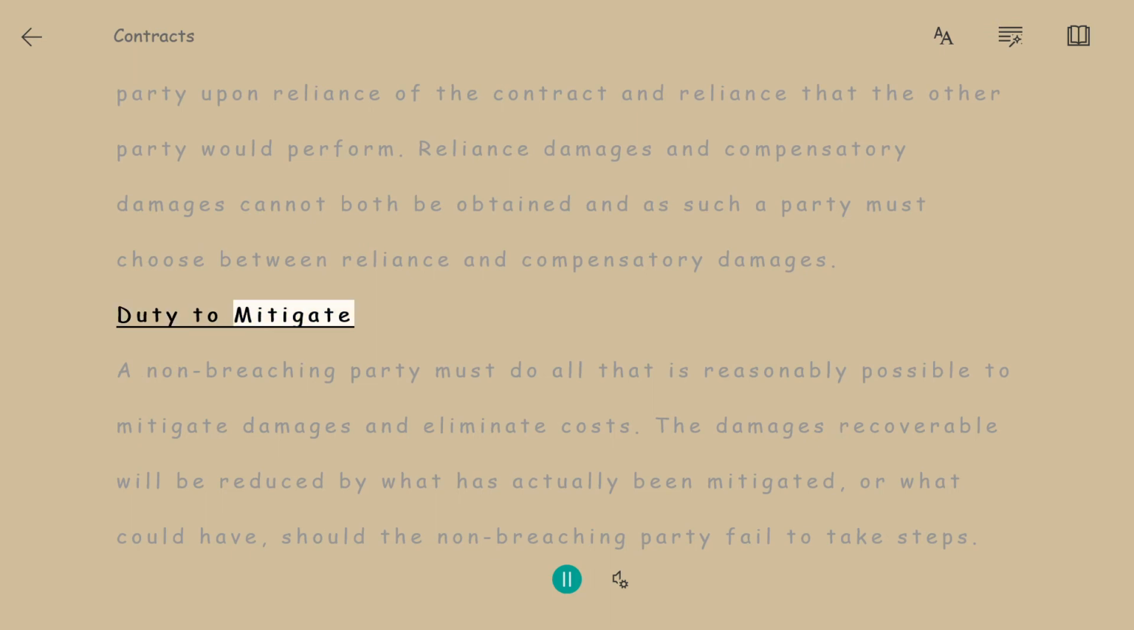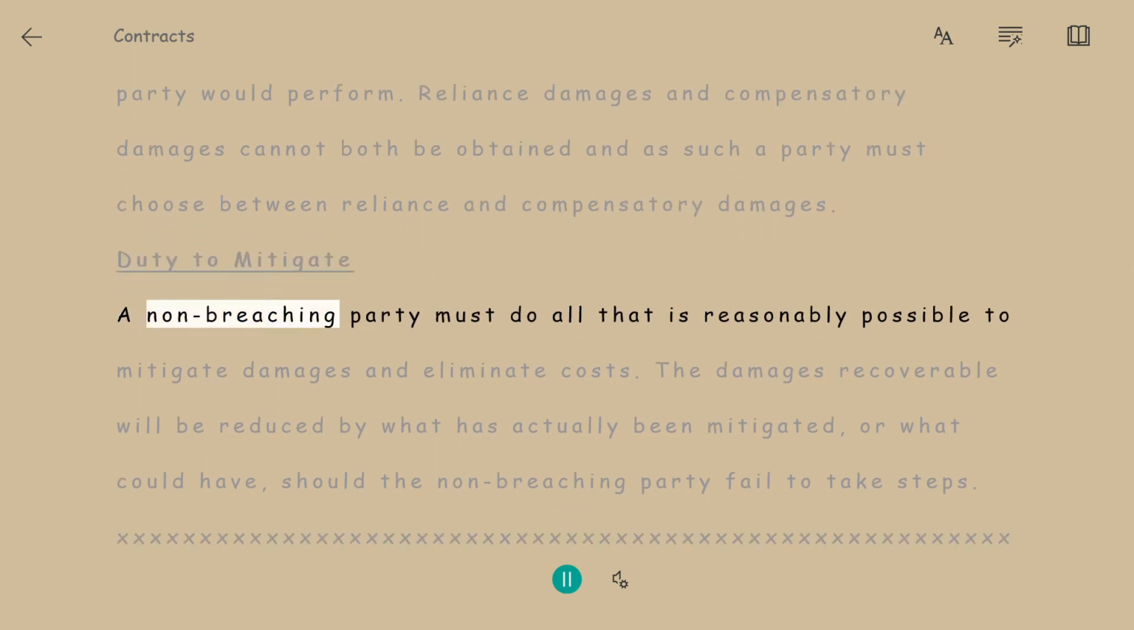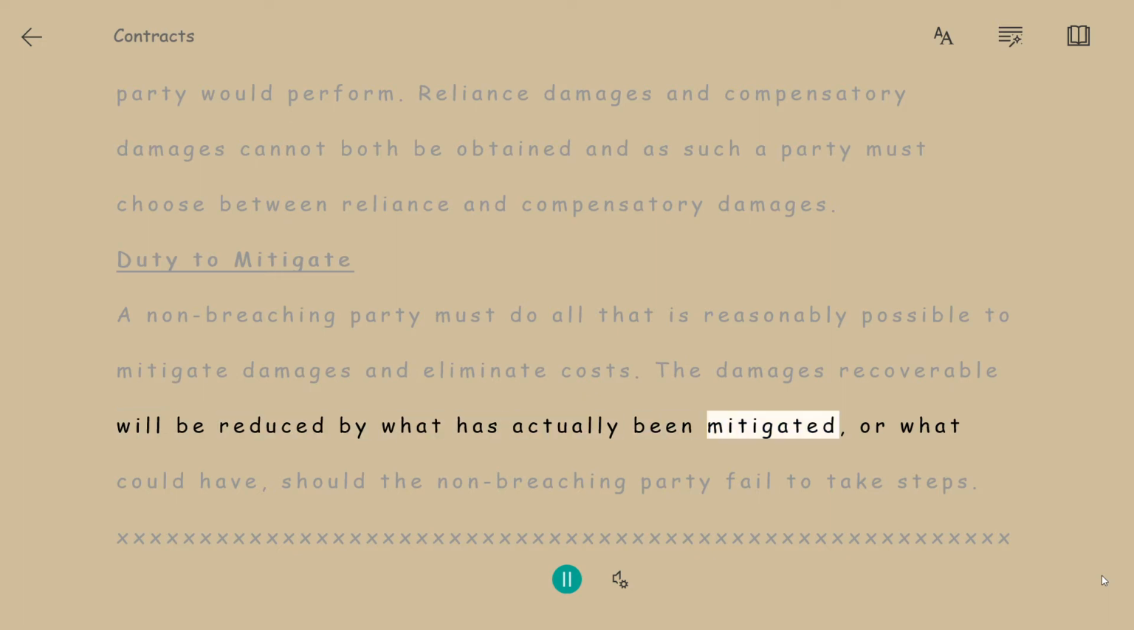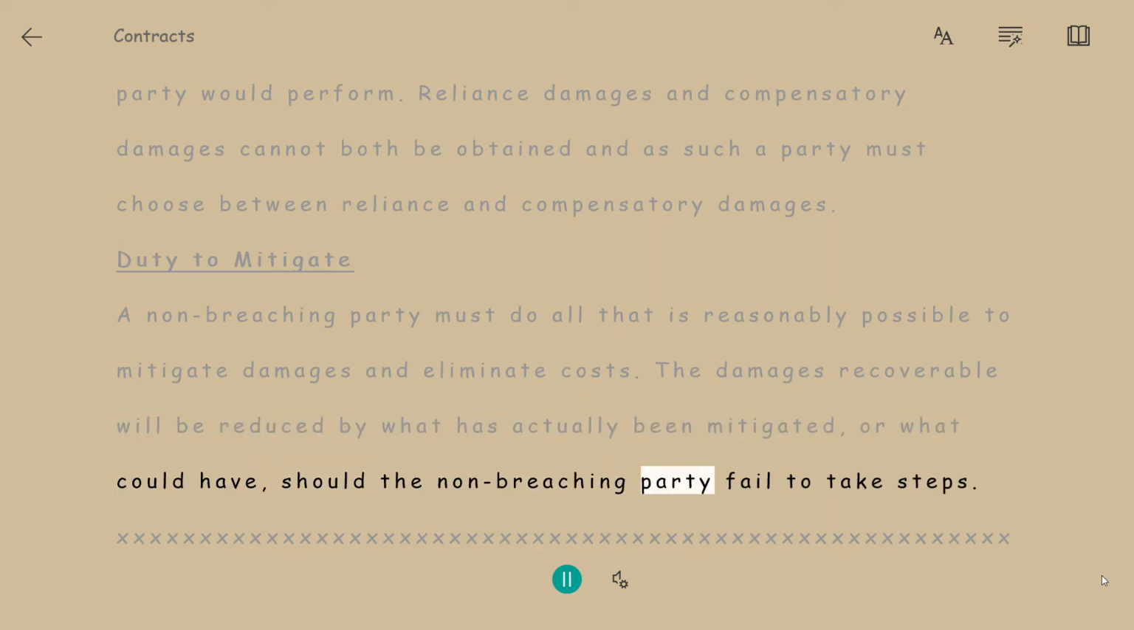Duty to mitigate. A non-breaching party must do all that is reasonably possible to mitigate damages and eliminate costs. The damages recoverable will be reduced by what has actually been mitigated, or what could have, should the non-breaching party fail to take steps.